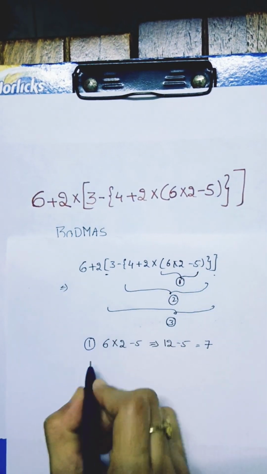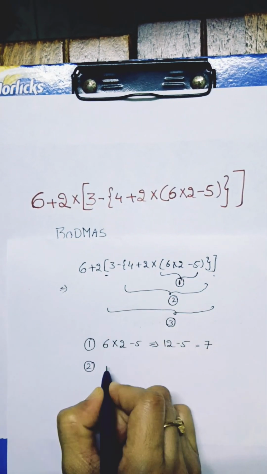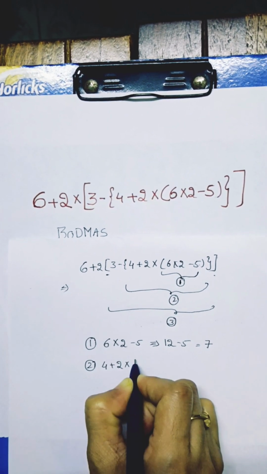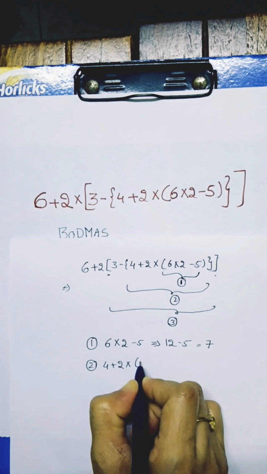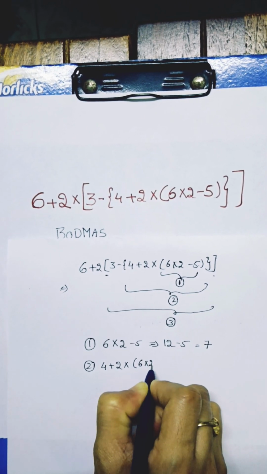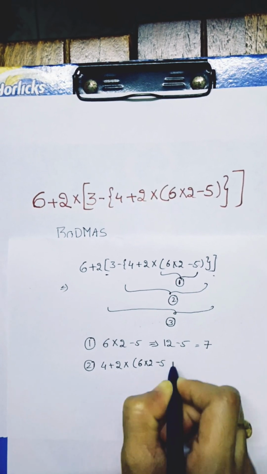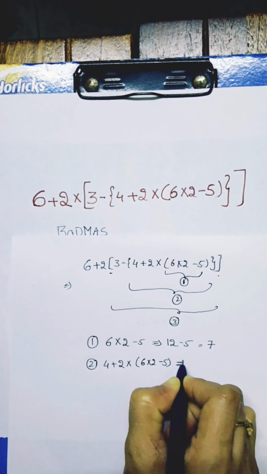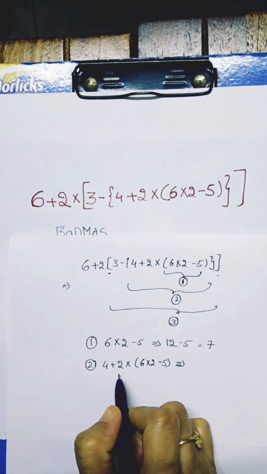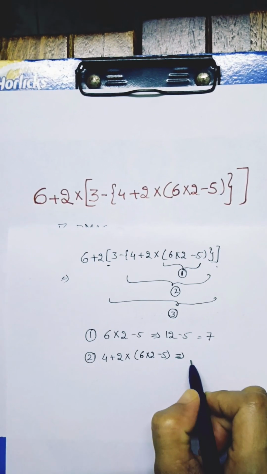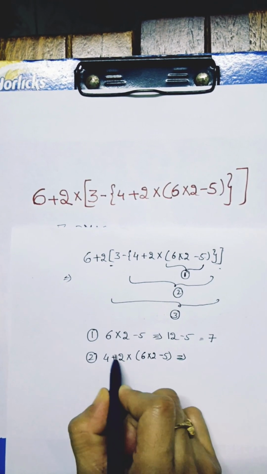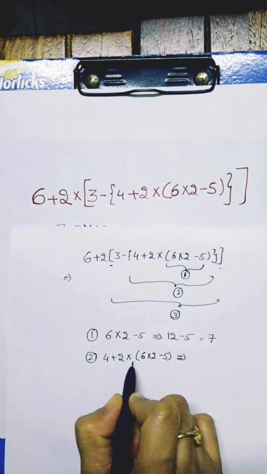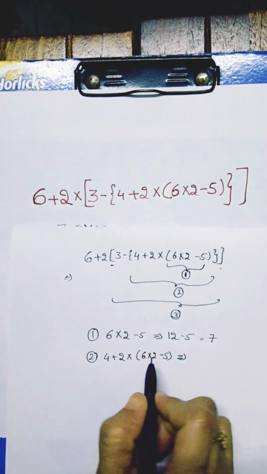Okay, so second one, what is there? 4 plus 2 multiplied in the bracket 6 multiplied 2 minus 5. So this is the second one. So 4 plus 2, we need to do 4 plus 2 is 6. No, we don't have to do this 4 plus 6. First we have to do the multiplication for this bracket part.